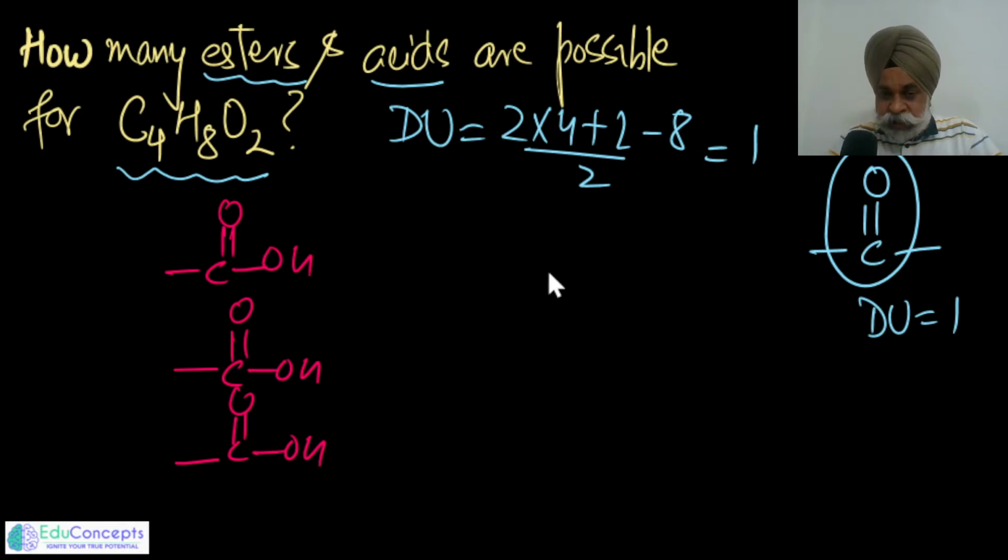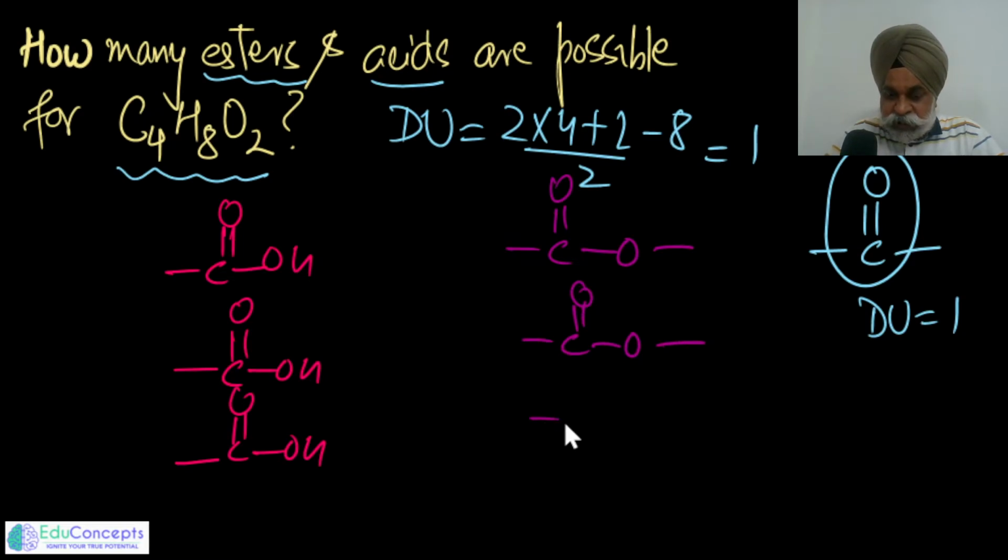And ester is a non-terminal group, so it would be shown like this. This is the best way. While making these, you just make all these structures first in this way, and then keep on adding carbon around it.